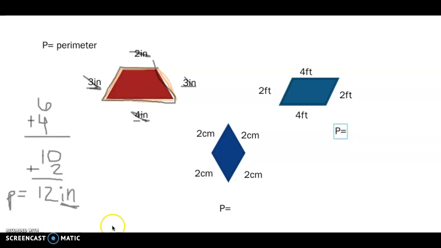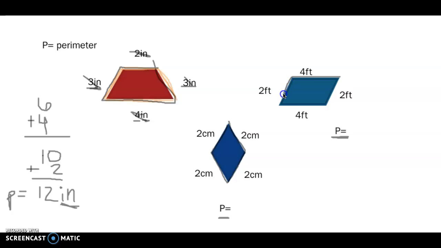Amazing. Now, for the remaining 2 shapes, I want you to go ahead and label these sides 2 centimeters, 2 centimeters, 2 centimeters, and 2 centimeters because we know that each side length is the exact same size. And for our parallelogram, 2 feet, 2 feet because these sides are the same, and 4 feet and 4 feet because the top and bottom lengths are the same. And then we have that new vocab word, find the perimeter of each. What does perimeter mean again? Find the total length or the total distance around the shape.